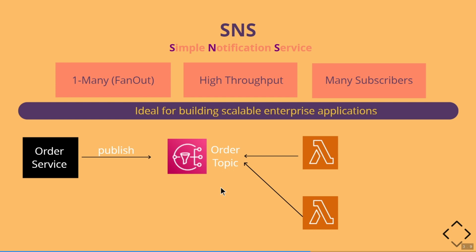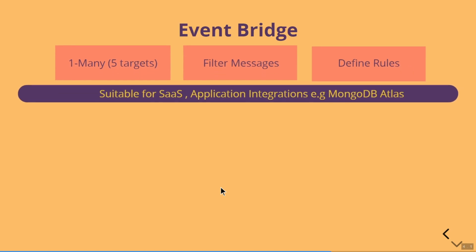Okay, the last one that we will be seeing is the Event Bridge. Event Bridge is the latest service from AWS. It allows again to have one-to-many kind of a communication, but the many here is restricted to 5. So we will see this in detail what it means. It also allows us to filter messages, define rules, so that we can, based on the parameters or the conditions within the incoming message, decide what should be the destination target for that message.